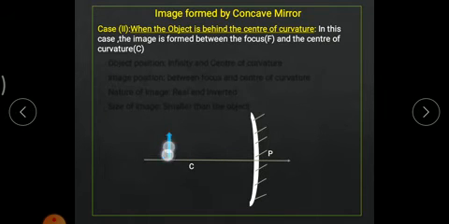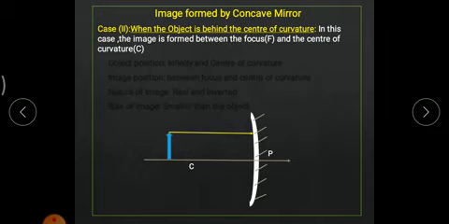This arrow is an object. It is behind the center of curvature. Earlier the object was at infinite distance, the image was obtained exactly at focus, and the image was real, inverted, and point size. Now the object has come a little forward, but it is behind the center of curvature. In short, the object lies in between infinity and center of curvature.